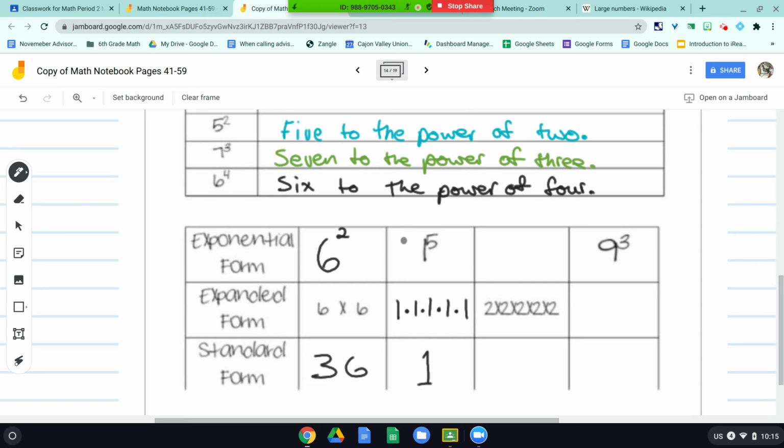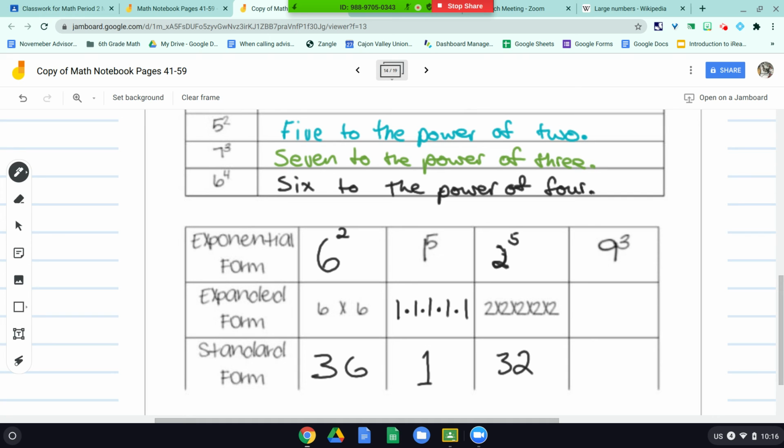So the next one, we have 2 times 2 times 2 times 2 times 2. How many 2's are we multiplying? Let's see. 1, 2, 3, 4, 5. So we're going to do 2 as our base. That's the number that's being multiplied. And we have 1, 2, 3, 4, 5 of those. So 2 to the power of 5. And what is 2 times 2 times 2 times 2 times 2? Well, let's see. 2 times 2 is 4. Times 2 is 8. Times 2 is 16. And then what's 16 times 2? 32. 32. I was trying to say it. I was like 32, but I wasn't so sure.